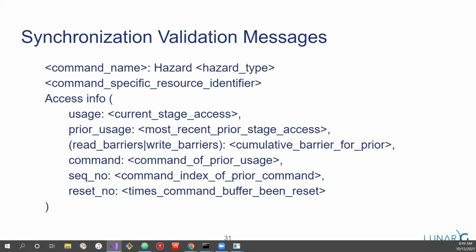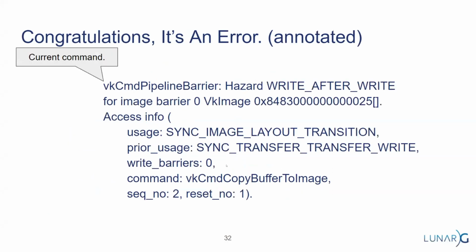So once we do that, then we're able to produce one of these validation messages if we say, aha, this isn't safe. And most of them have the following form. We give the command, we give the hazard type, we give specific information for the command, and then we give information on the access. What is the current access and what are the prior accesses or synchronization operations? So let's take a look at this in detail.